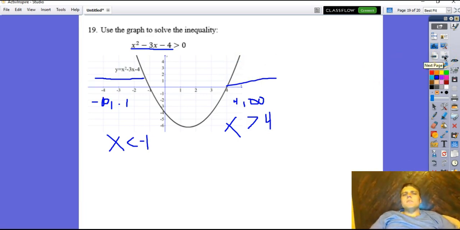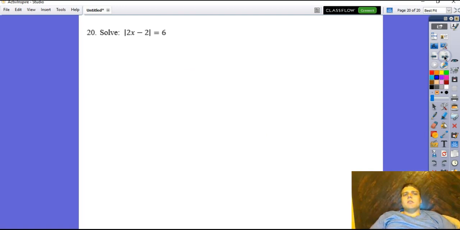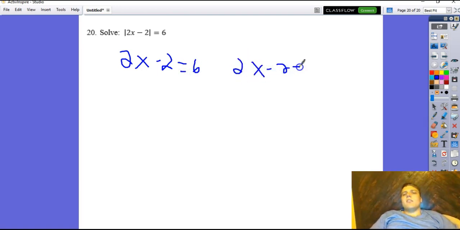Okay? So, problem number 20. Solve the absolute value of 2x minus 2 is equal to 6. Alright, we've already done a problem similar to this, so it should take us no time at all. We just simply set up our two equations. 2x minus 2 is equal to 6. 2x minus 2 is equal to -6. The reason I could start it out like this is the absolute value was already by itself on the left side. There was nothing on the outside of the absolute value.